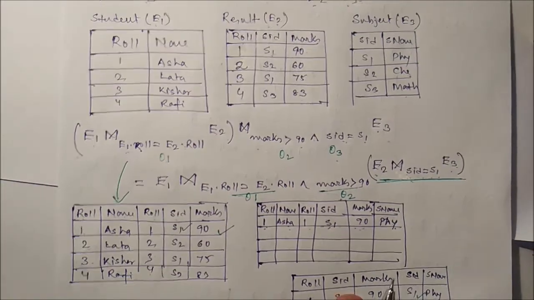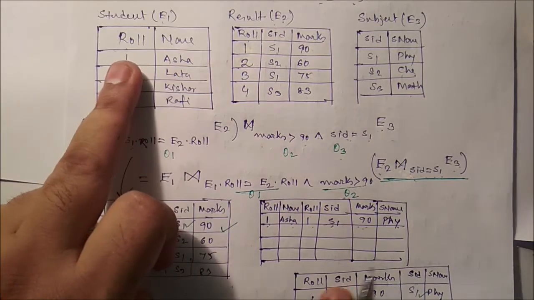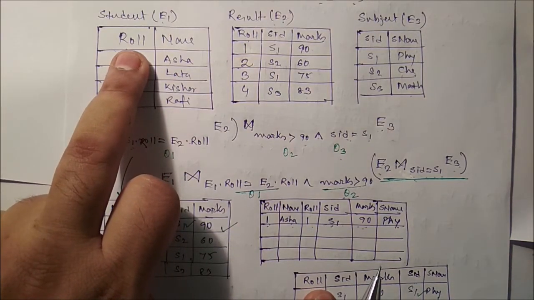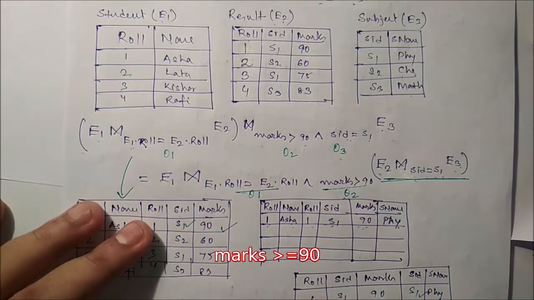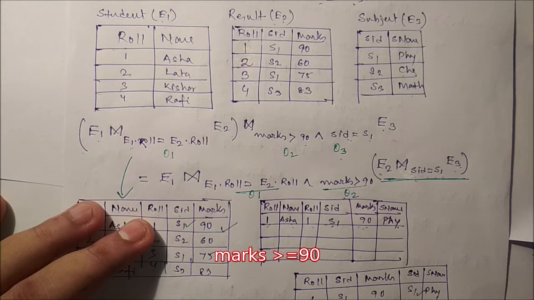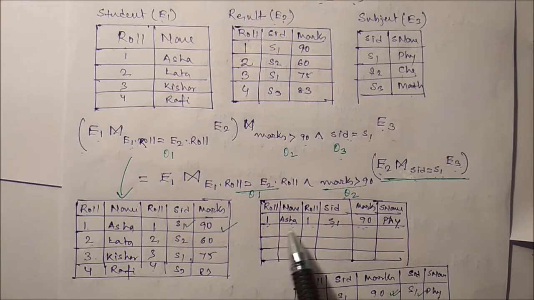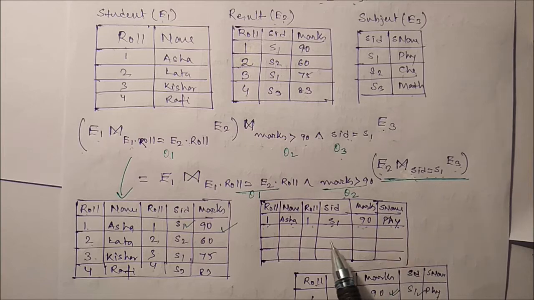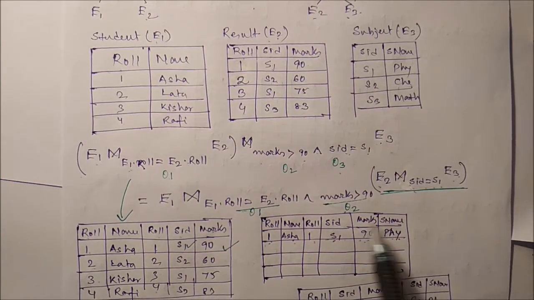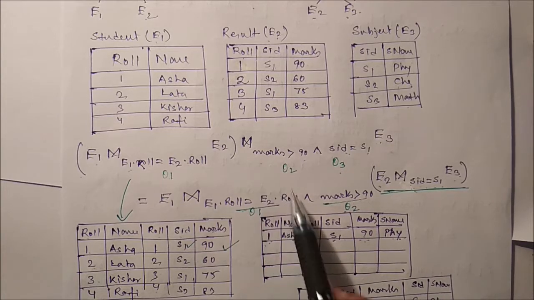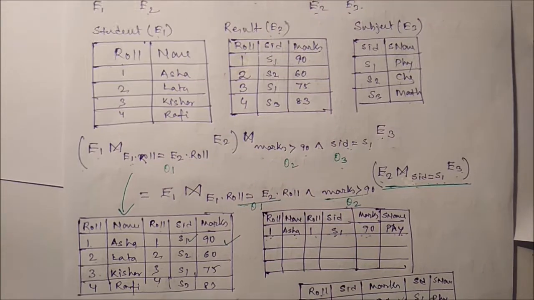So if you want to merge this table and this table, the merging should be using the roll number, but the condition is that roll number should be the same and the marks is greater than 90. So definitely here marks 90, you have to select this particular table, and definitely we need the name of this particular roll number student 1. So the output will be 1, ASA, 1, S1, 90 and physics. So from both the expressions we can get the same output. We have seen here that we can say both these expressions are equivalent.